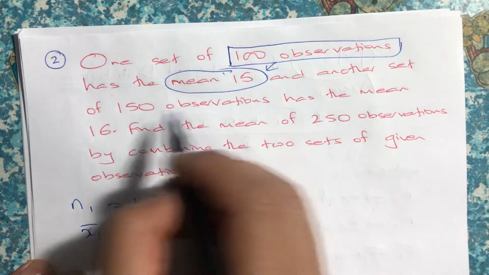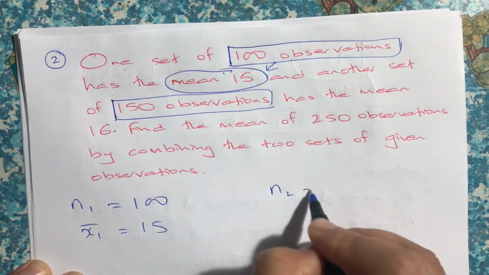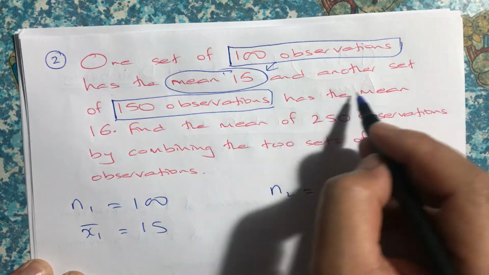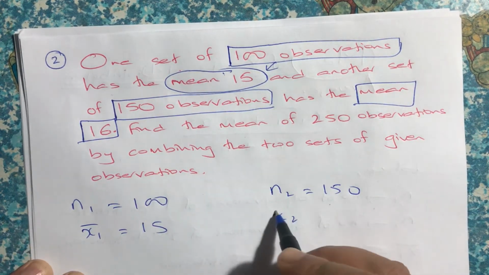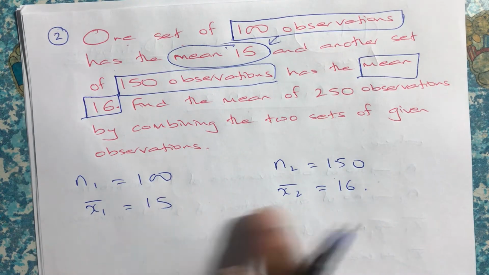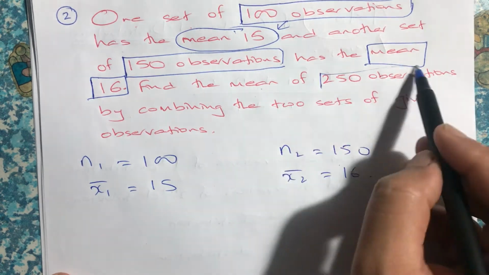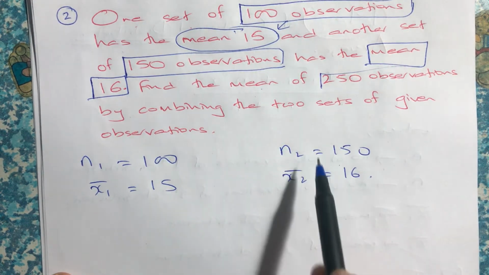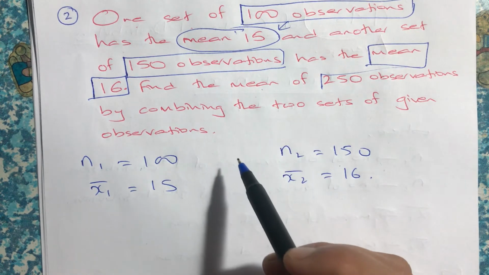Similarly, you have another set. How many observations? 150 observations. So n2 is equal to 150. And what's the mean? The mean is 16. So they're saying x2 bar is equal to 16. Once we have this, it says find the mean of 250. Obviously when I add them, it's 250. That means they're saying combined mean. That is what we are supposed to find.